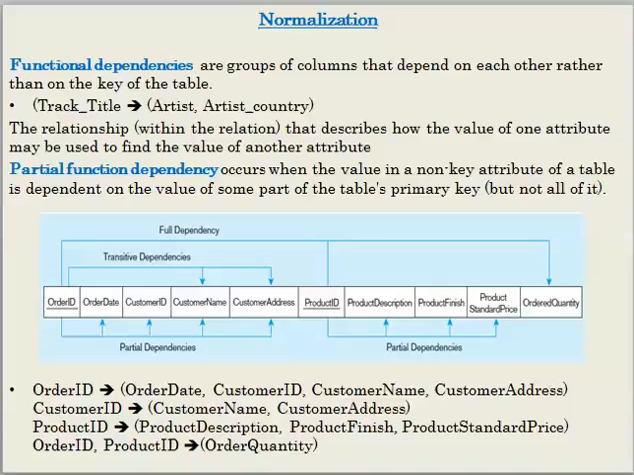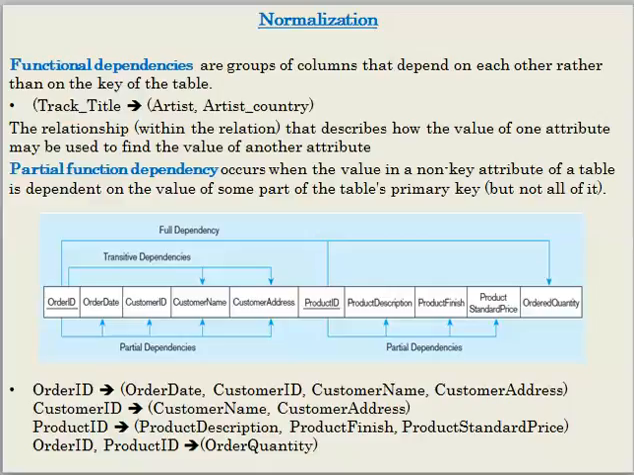Normalization. Functional dependencies are groups of columns that depend on each other rather than on the key of the table. For example, title is a determinant of a group: artist and artist country. The relationship describes how the value of one attribute may be used to find the value of another attribute.